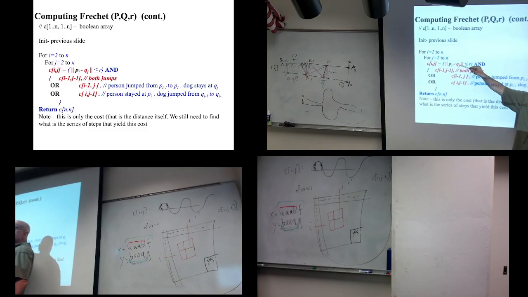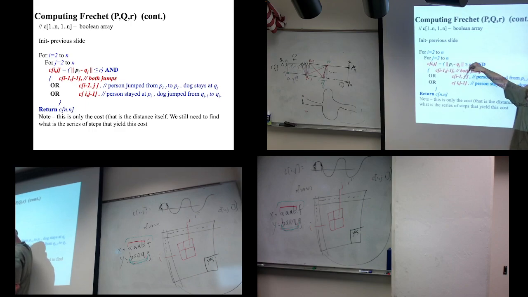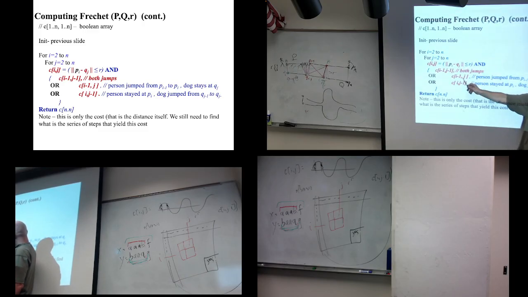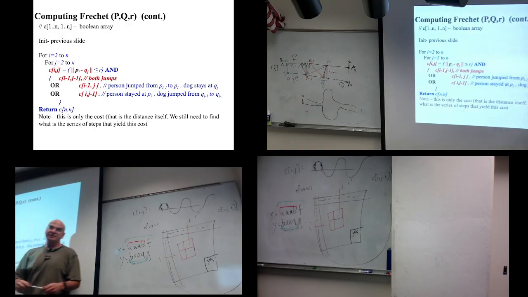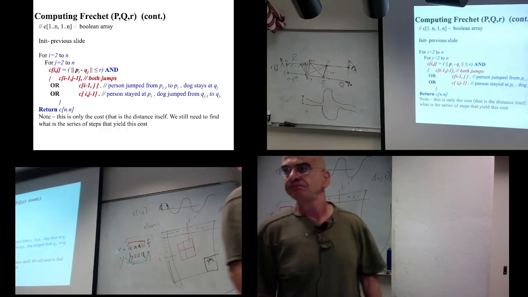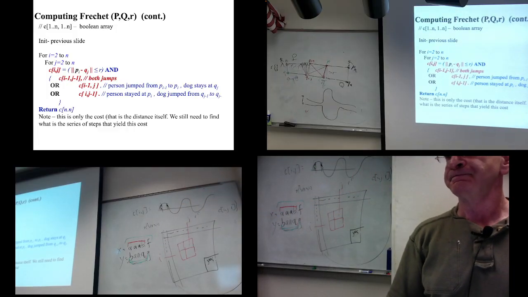But what else should I check? Could I get to any of the previous three steps? Is it true that C(i-1)j is true? If yes, then great, then I can make it all the way to Pi, Qj. Or possibly Ci(j-1) is true, implying that I was already at Pi and the dog was the one that jumped. Or C(i-1)(j-1) is true, we both jumped. One of them must be true.